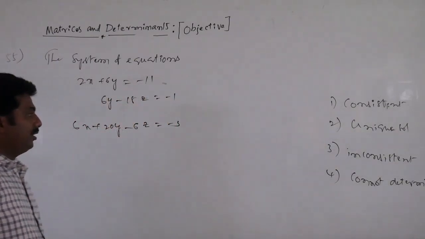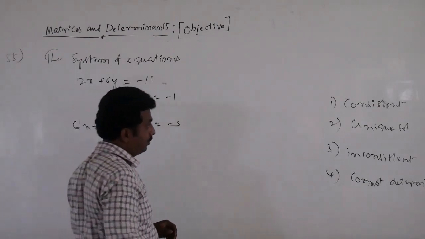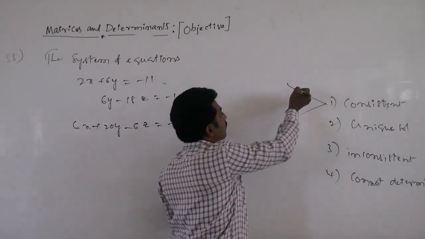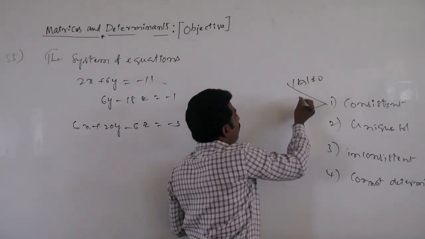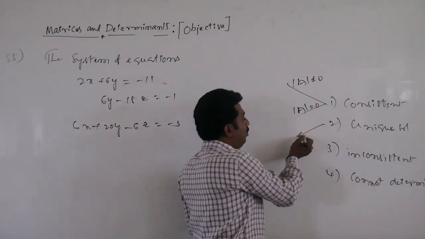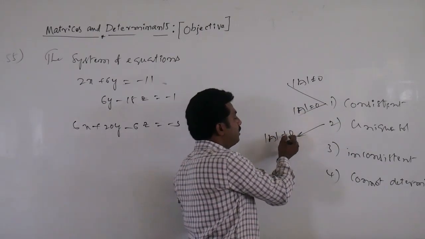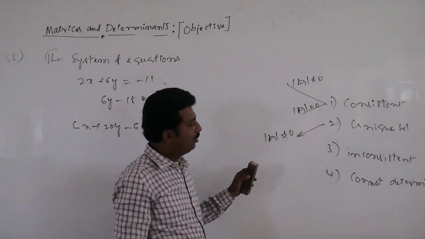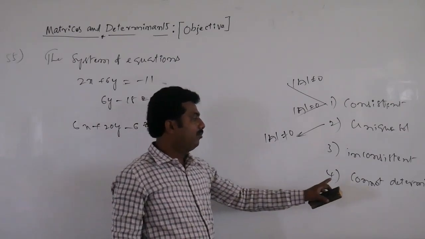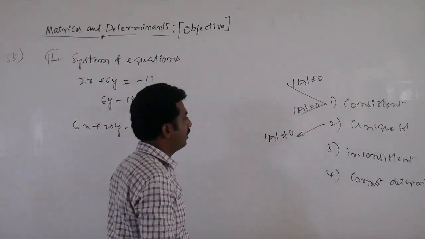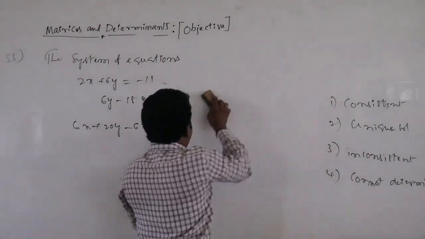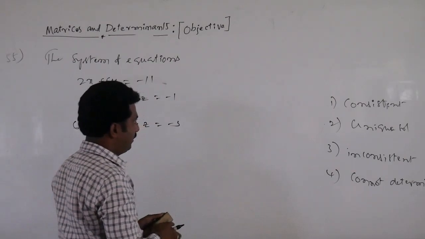So consistent means two cases. One is determinant of A not equal to 0, the other determinant of A equal to 0. Unique solution means only one condition: determinant not equal to 0. Inconsistent means again two cases. Cannot be determined means we'll see four options. So what is the algorithm? We'll see first.